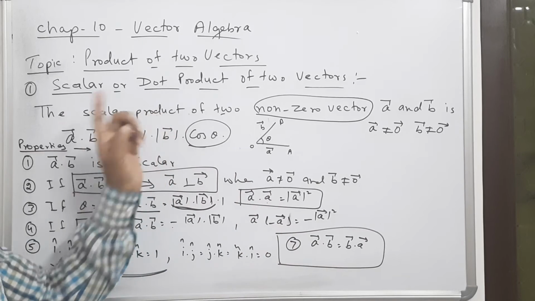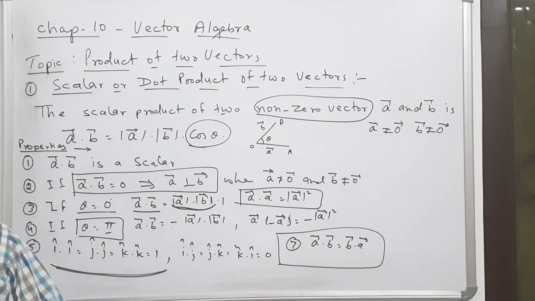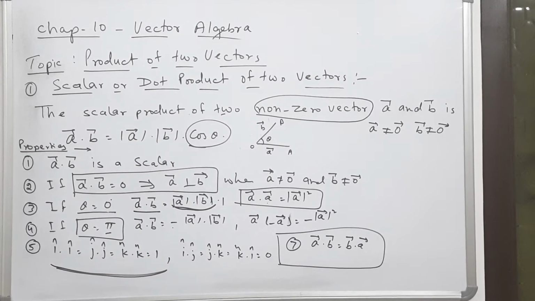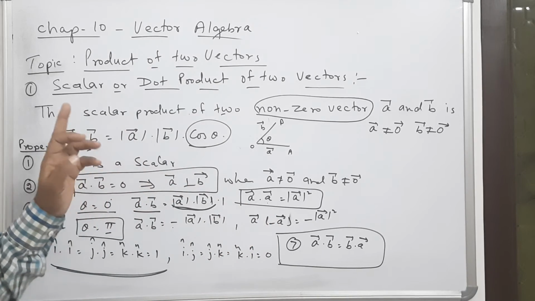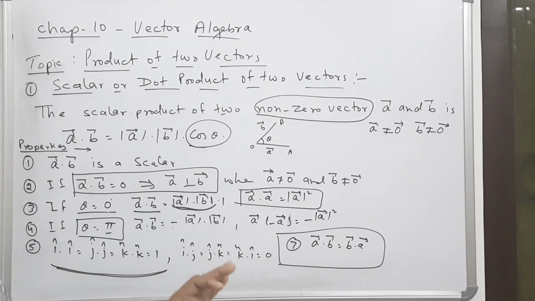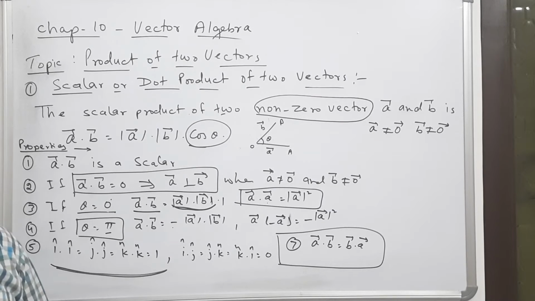In case of the dot product, there will be a different behavior in case of the vector product, that we will study afterward. So these are the important properties of the scalar product, and definitely there will be a problem in the board exam, an objective problem or a 2 marks problem from this part.